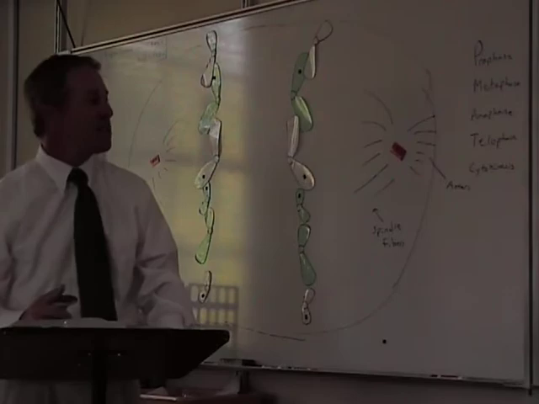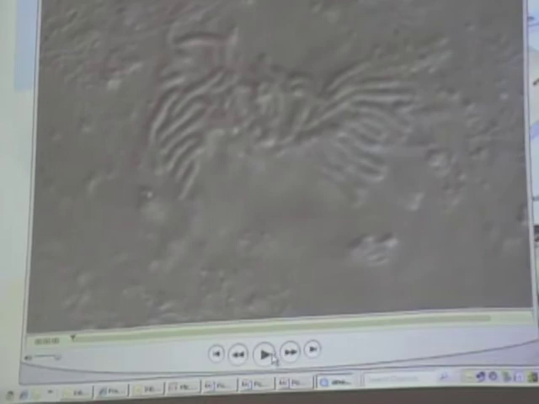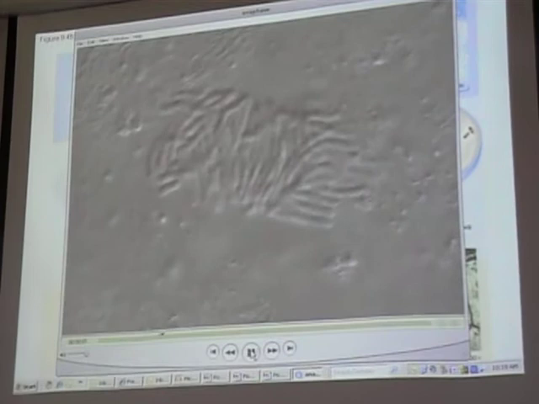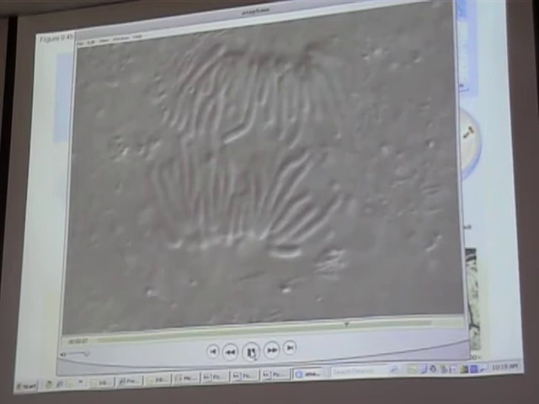Video footage of anaphase. Hey, look, you didn't have to click anything. This is a real picture. During anaphase, the chromatids separate and are pulled to opposite poles. That is awesome.